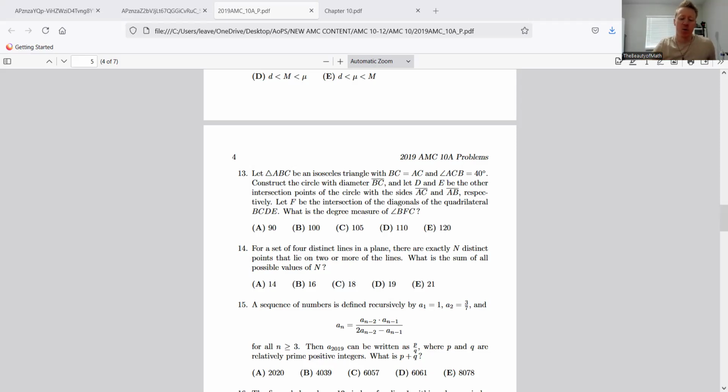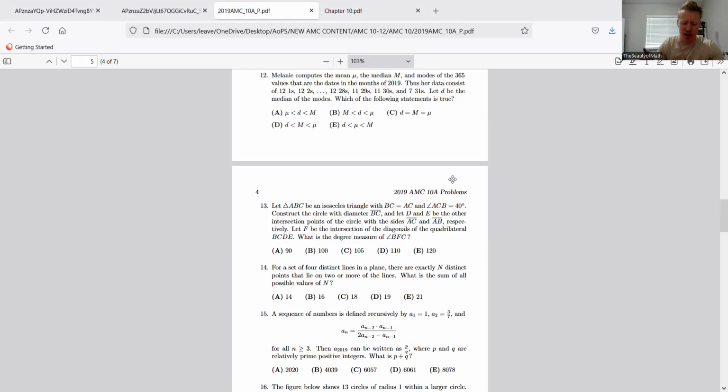So I asked them, of the ones they picked, which one was the most important, and they said this 2019 10A problem 13. And we're going to go through that right now. So I'm going to make this a little bit smaller. Let triangle ABC be an isosceles triangle with BC equal to AC.